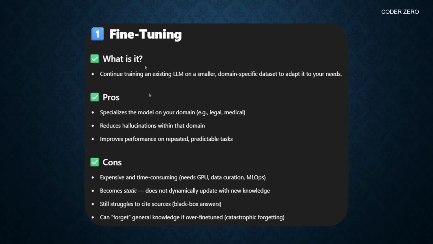But the issues with this approach are that it is expensive and time consuming because it needs GPU and data curation. It becomes static and doesn't dynamically update with new knowledge, because to update with new knowledge we have to collect the data again and train the model again. It still struggles to cite sources, and it can forget general knowledge if over fine-tuned, the issue of catastrophic forgetting.